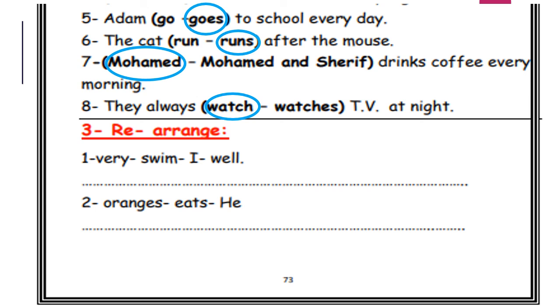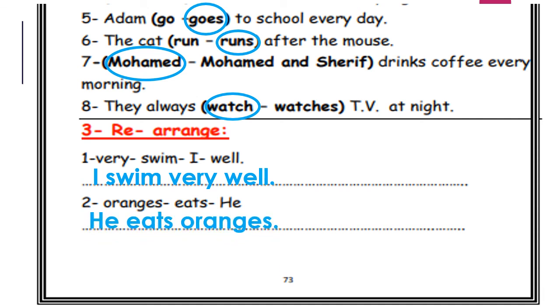Exercise number 3, rearrange. We have here some words, just to put them in the right order. Number 1, very, swim, I will. The right order will be I swim very well. Number 2, oranges eats he. The right order will be he eats oranges. By this question, Junior 2, now we finish our classwork and homework in our booklet.